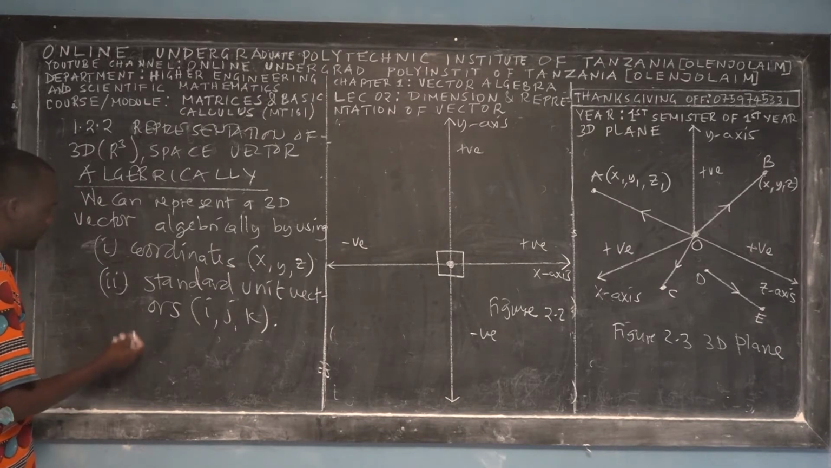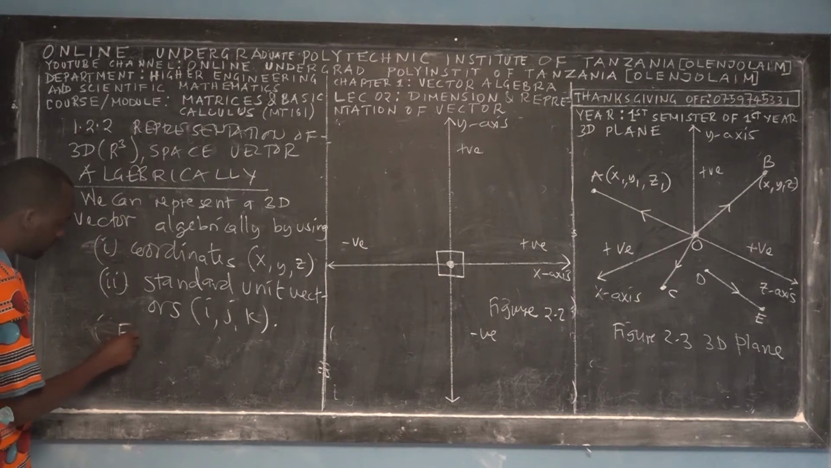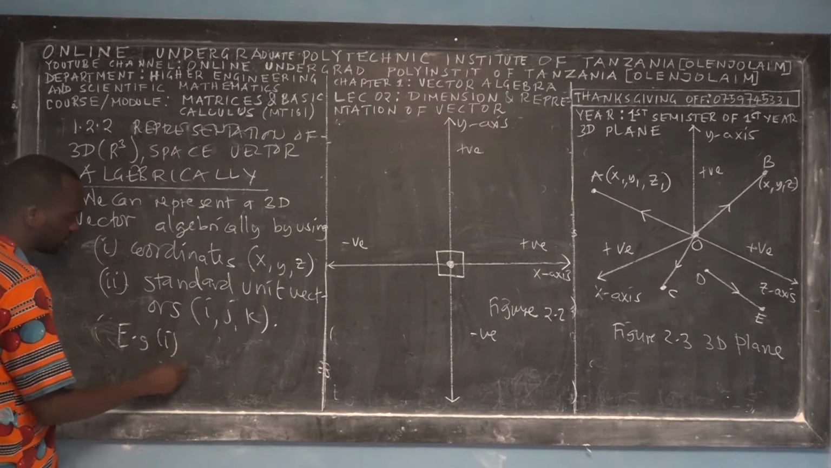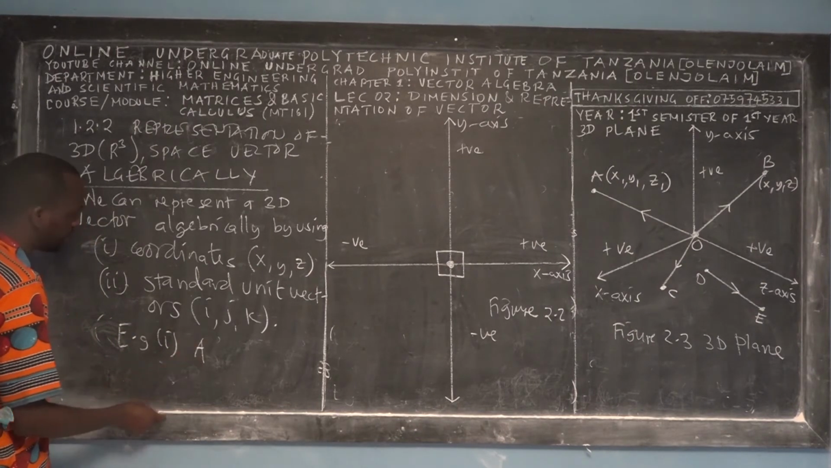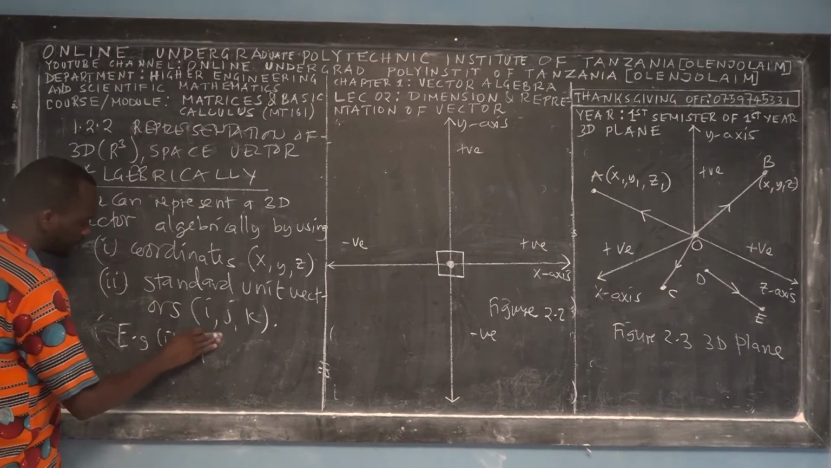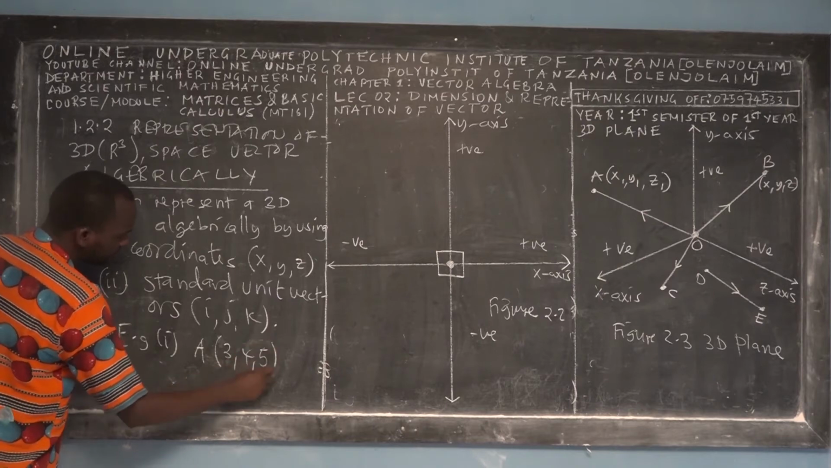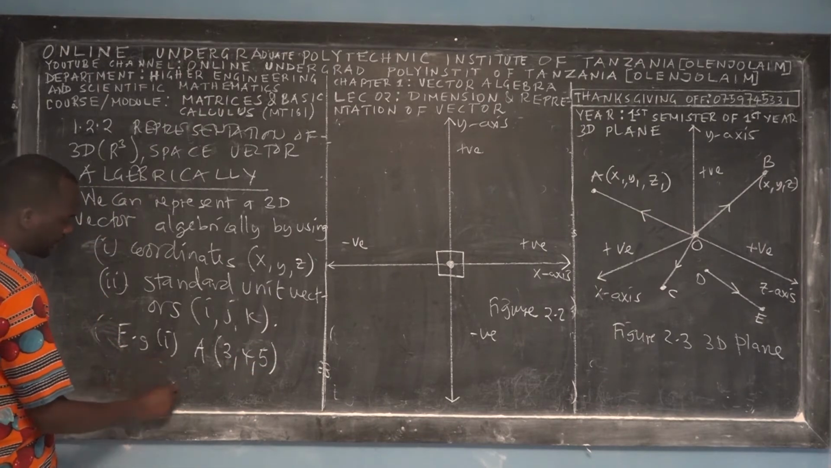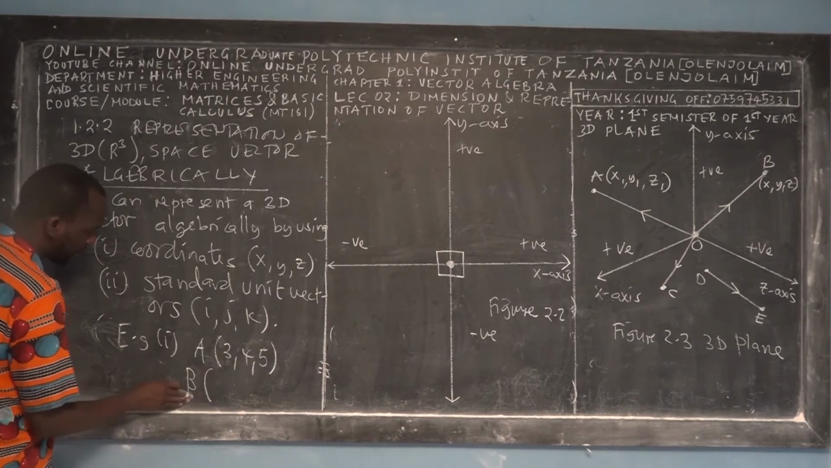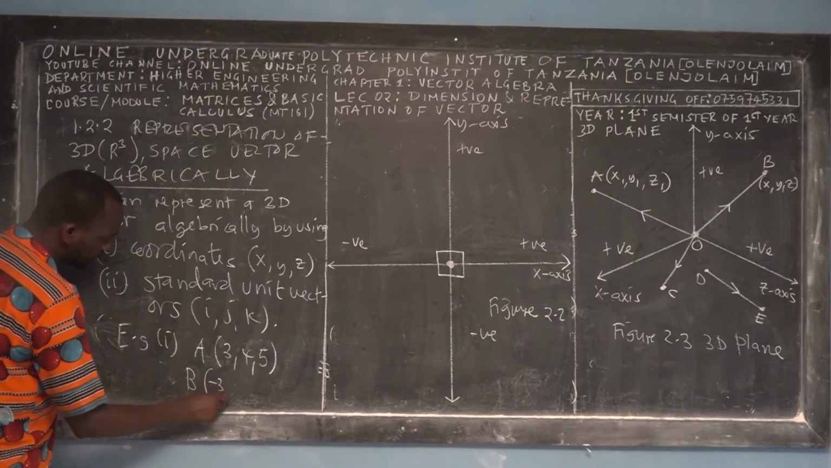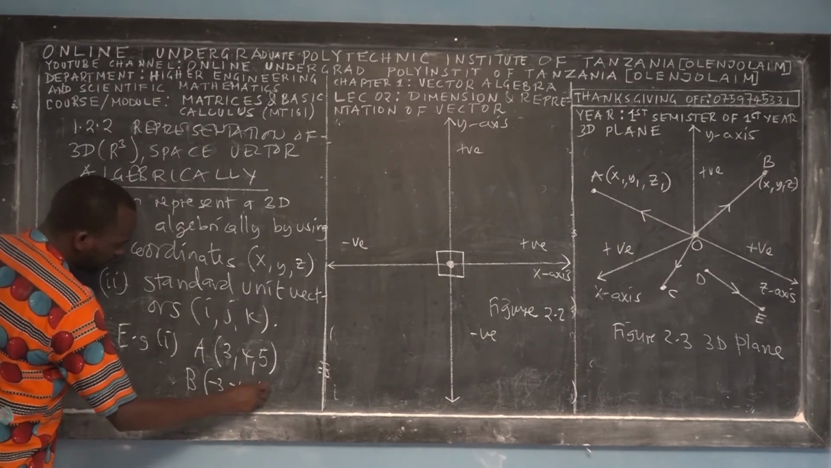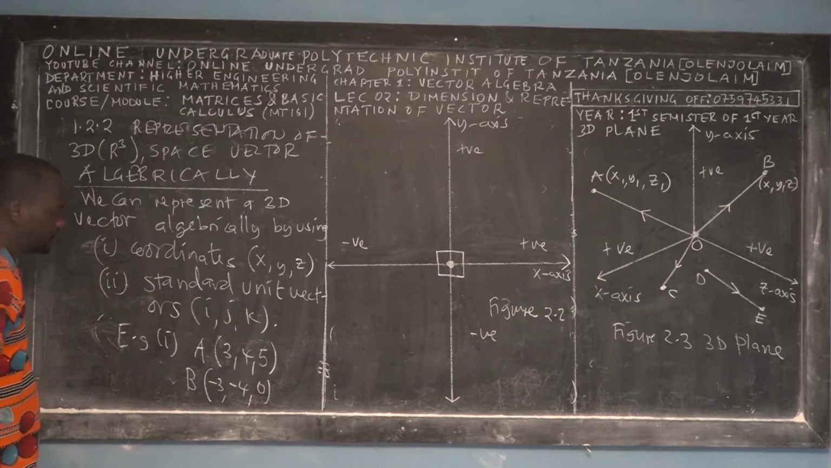By using examples, for example, example 1, we have vector A, and this vector A is represented as (3, 4, 5). And then you can have vector B, algebraically as a point, represented as (-3, -4, 0).